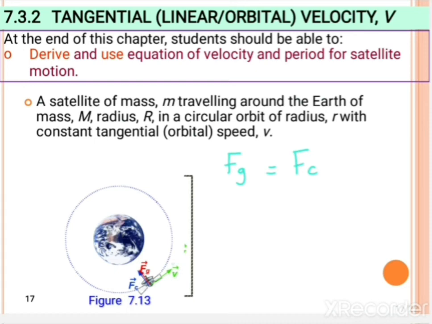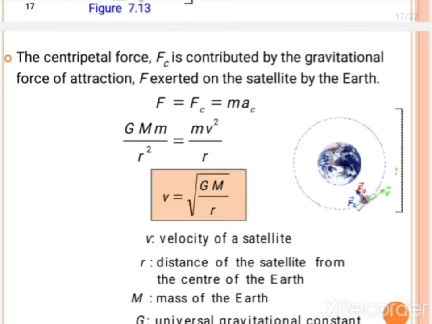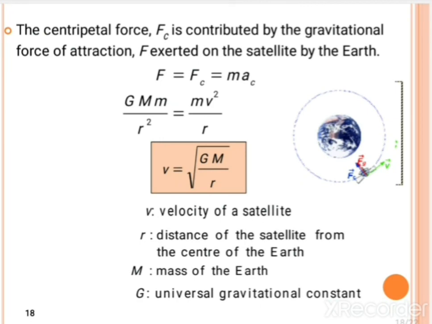Yes, look at here. The satellite will escape from the orbital radius. So this satellite will move at tangential velocity. So you need to derive the tangential velocity by using this concept, Fg equal to Fc. So when we substitute the formulas, Fg equal to GMm over r squared, Fc equal to mv squared over r. Then we rearrange the equation, v equal to the square root of GM over r.